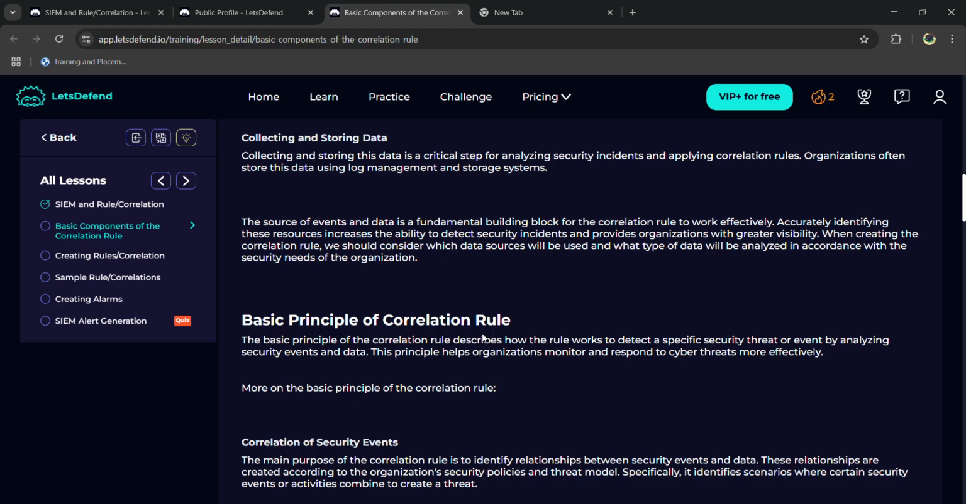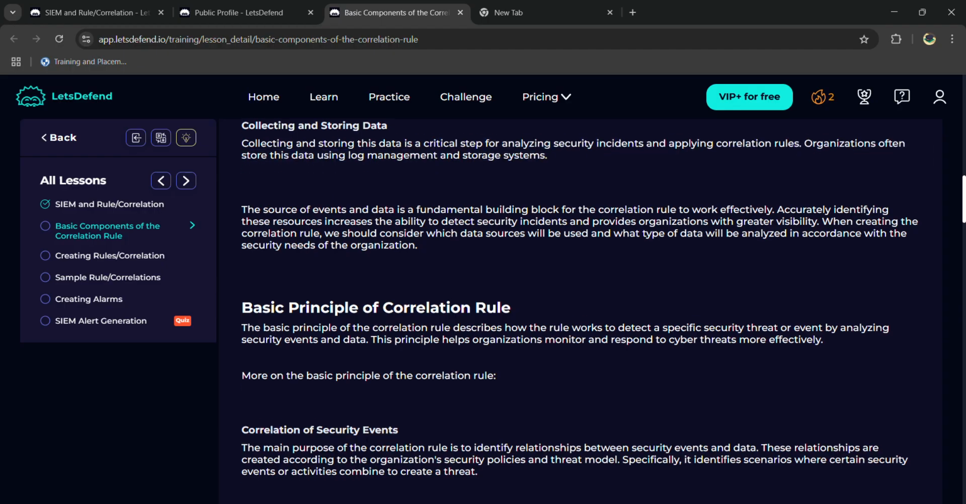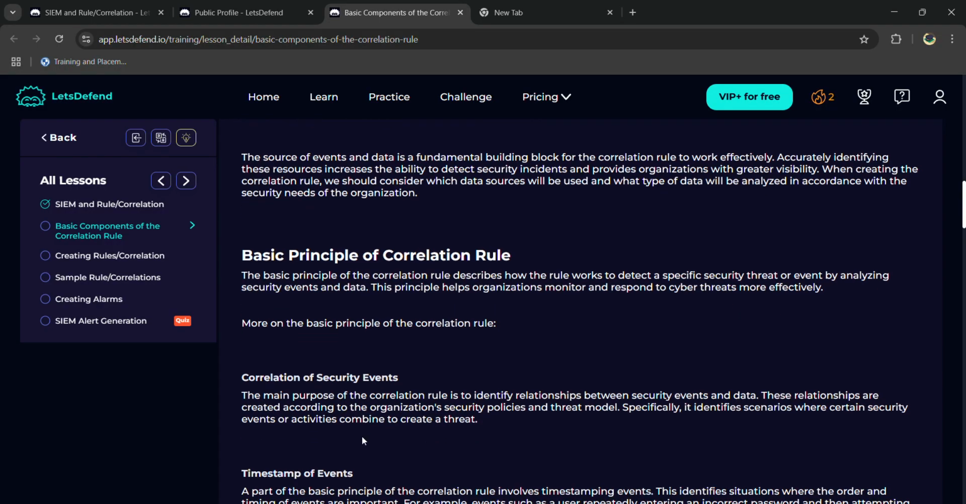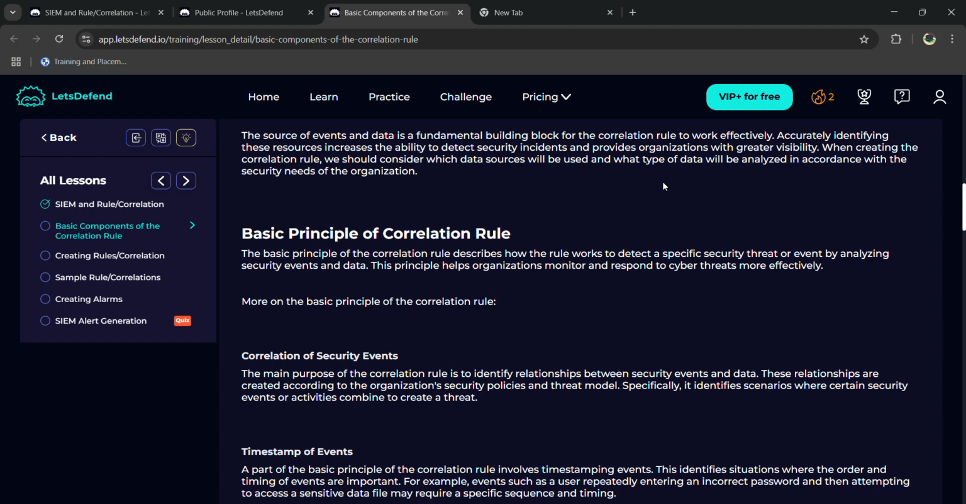Next, collecting and storing that data is a critical step for analyzing security incidents and applying correlation rules. Organizations often store this data using log management and storage systems. The source of events and data is a fundamental building block for the correlation rule to work effectively. Accurately identifying these resources increases the ability to detect security incidents and provides organizations with greater visibility. And when creating the correlation rule, we should also consider what data sources should be used and what type of data will be analyzed in accordance with the security needs of the organization.